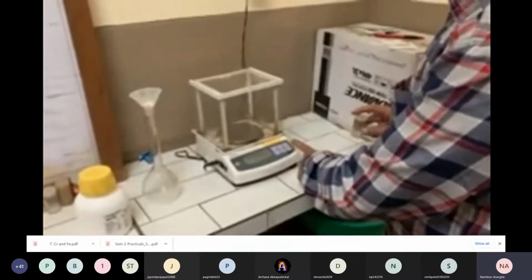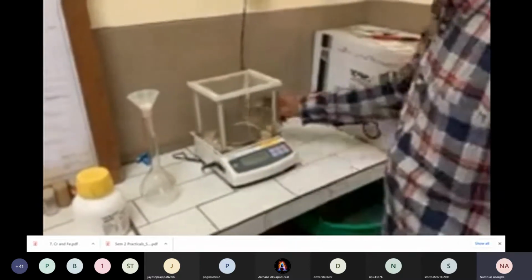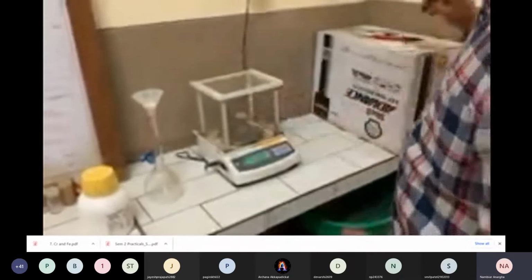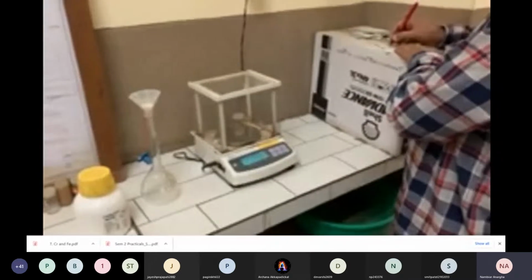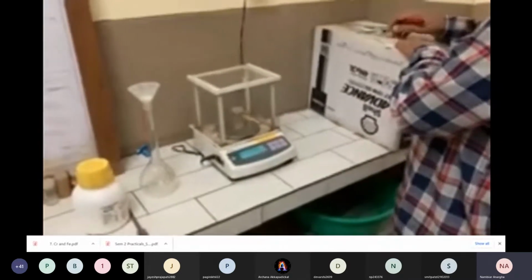Ensure that the reading is 0. Keep it again and take the weight. So it is about 9.19. So the difference in the 2 weights will give you the mass of zinc sulfate that is taken here. Next step is we have to dissolve this in water. So I am going to dissolve this in water.